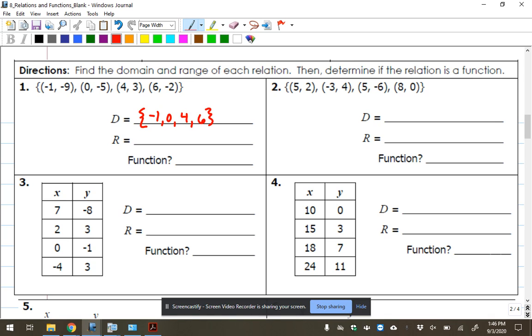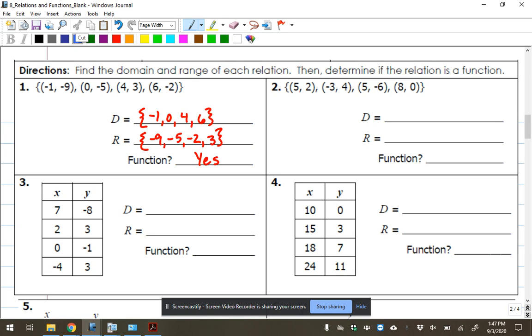Okay? The range, what's range relate to? Y's. So we put the Y values. So we got -9, -5, -2, and 3. Is that a function? Yes. No X's repeat, so yes, it is a function. So say yes.